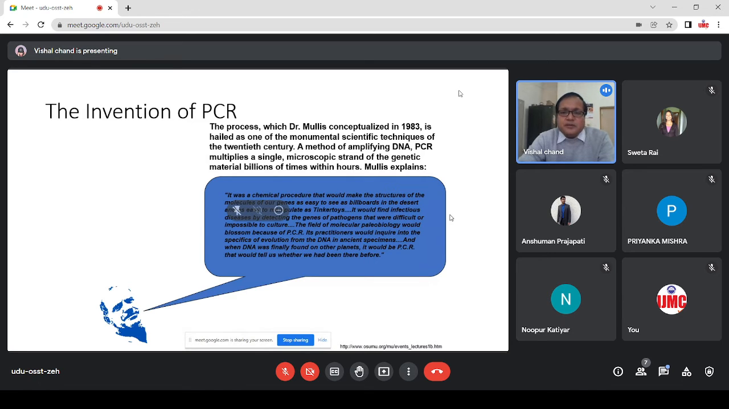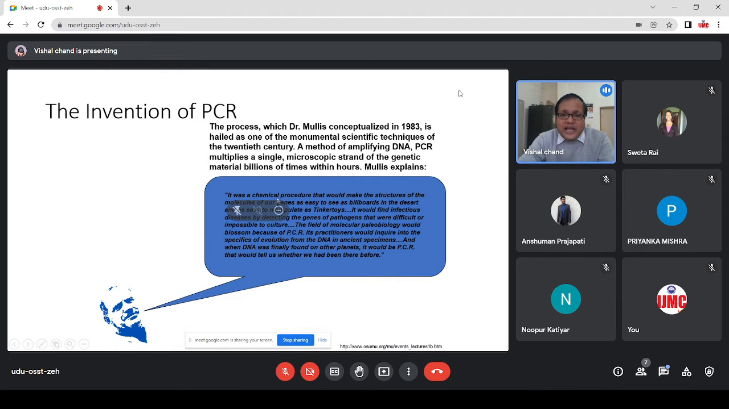The process which Dr. Mullis conceptualized in 1983 is hailed as one of the monumental scientific techniques of the 20th century, a method of amplifying DNA. PCR multiplies a single microscopic strand of genetic material billions of times within hours. And how did Mullis explain it in his own terms?